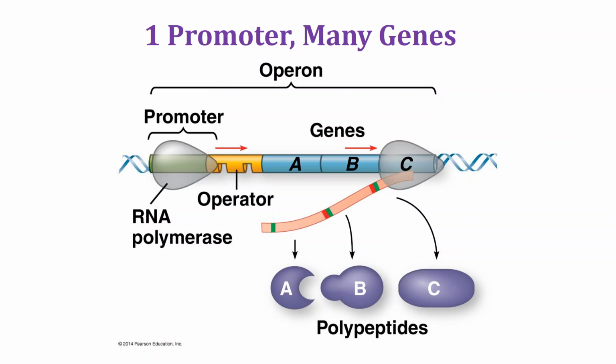Here is an example of such an arrangement. This is known as an operon. Here we have a promoter element to the left. Our RNA polymerase can bind.